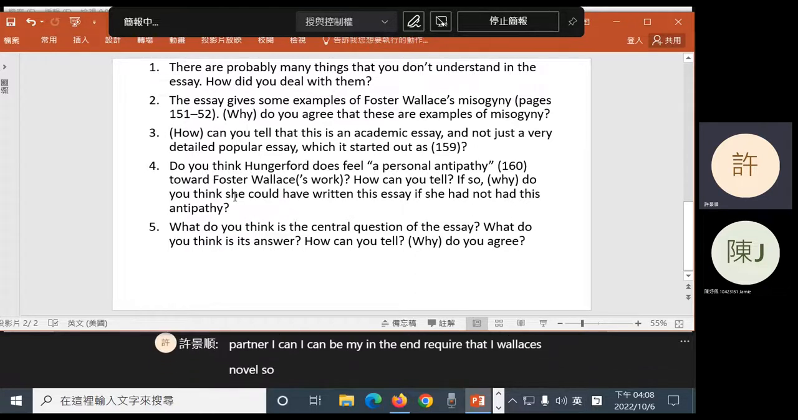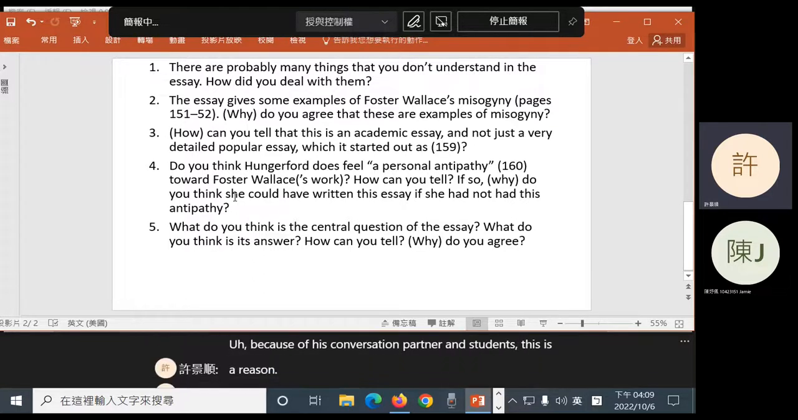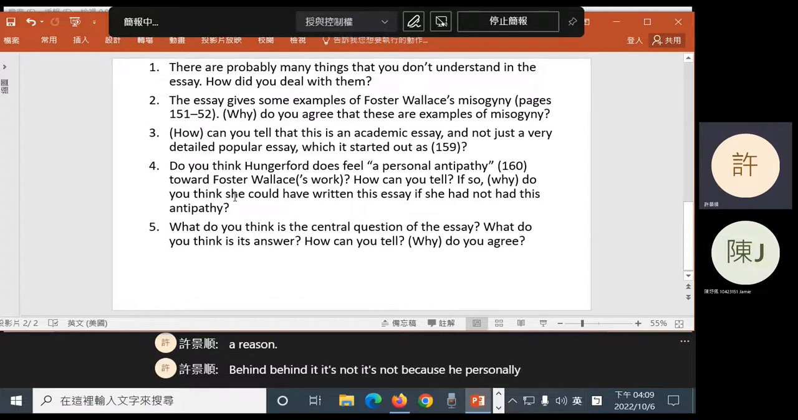So it indicates that it's not because she dislikes Foster Wallace, it's because she has to read it because of his conversation partner and students. This is a reason behind it. It's not because she personally dislikes it.